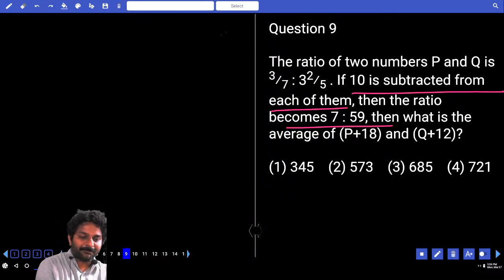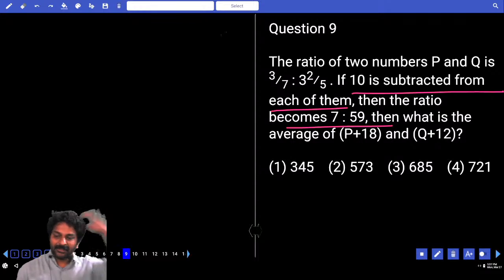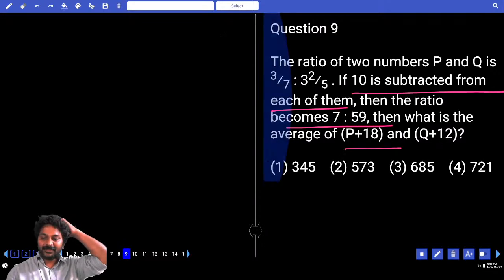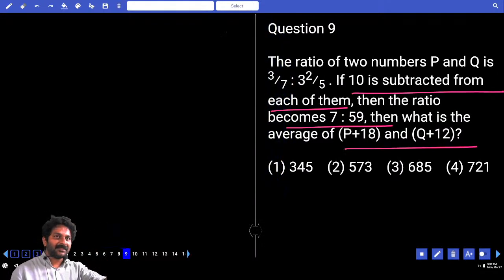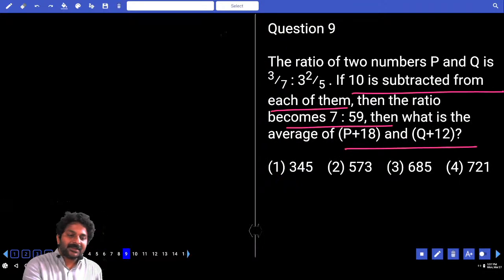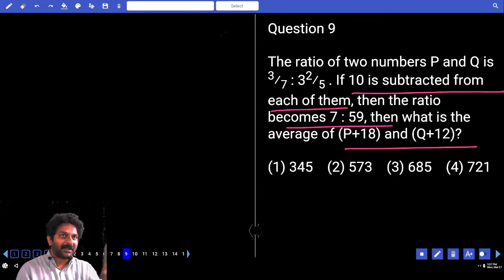If 10 is subtracted from each of them, then the ratio becomes 7:59. The first number is 15 parts, the second number is 119 parts. When 10 is subtracted from every number, we get 7 by 59. Then what is the average of these two numbers? That's what we need to identify. Now 15 parts into 59, it will take time. 119 into 7, it will take time. So you can do this question by this method, but it is time taking.